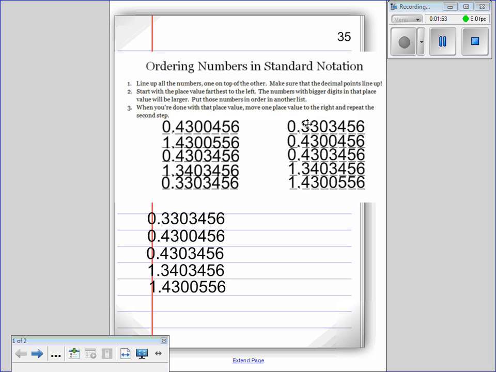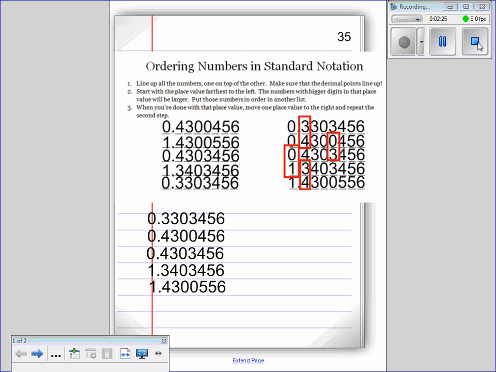Okay, so what happens here is, when we look at the first two numbers, the difference is between the 3 and the 4. When we look at the second two numbers, the difference is all the way out here at the 0 and the 3. If we look at the next set of numbers, the difference is going to be between the 0 and the 1. And the final one is going to be between the 3 and the 4.